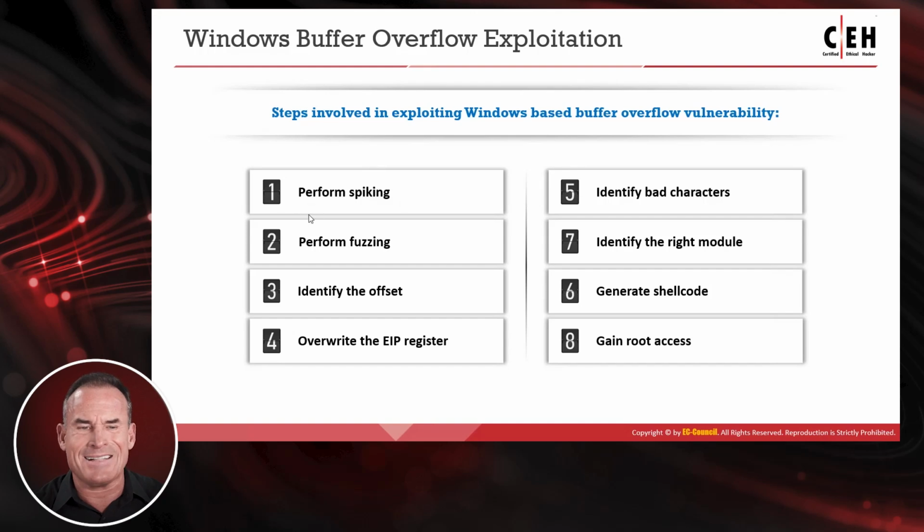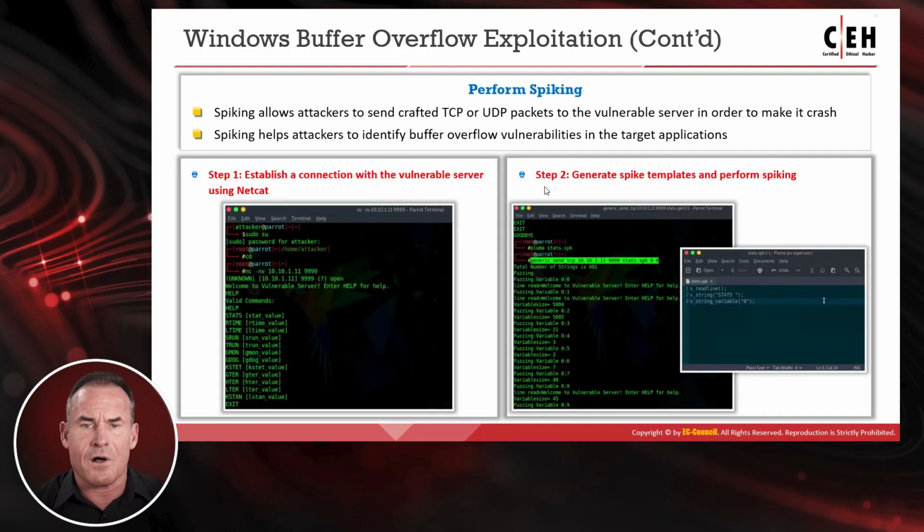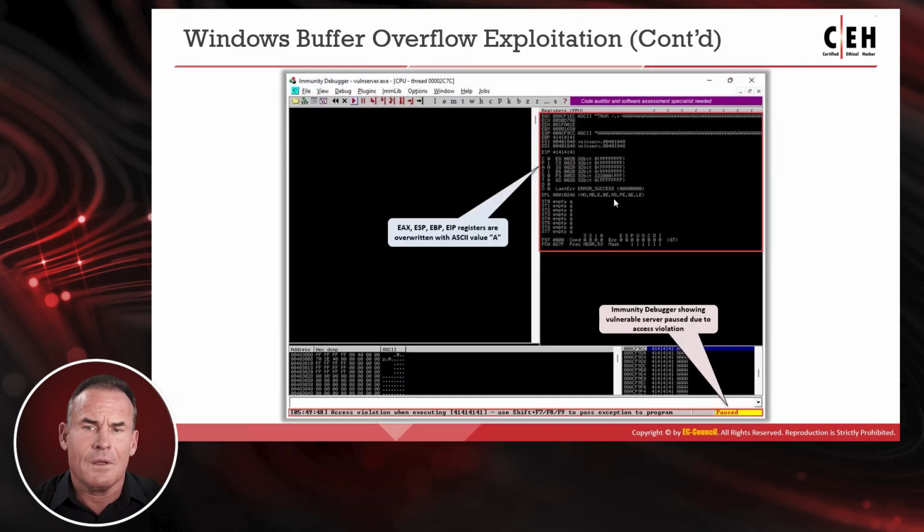We actually have an 8-step process, which involves first performing spiking. Okay, in spiking, you're sending crafted packets to the server to make it crash. That helps to identify buffer overflow vulnerabilities in the target application. So if the thing crashes, it may be vulnerable. Then, and this is actually an examination of the code in a debugger.